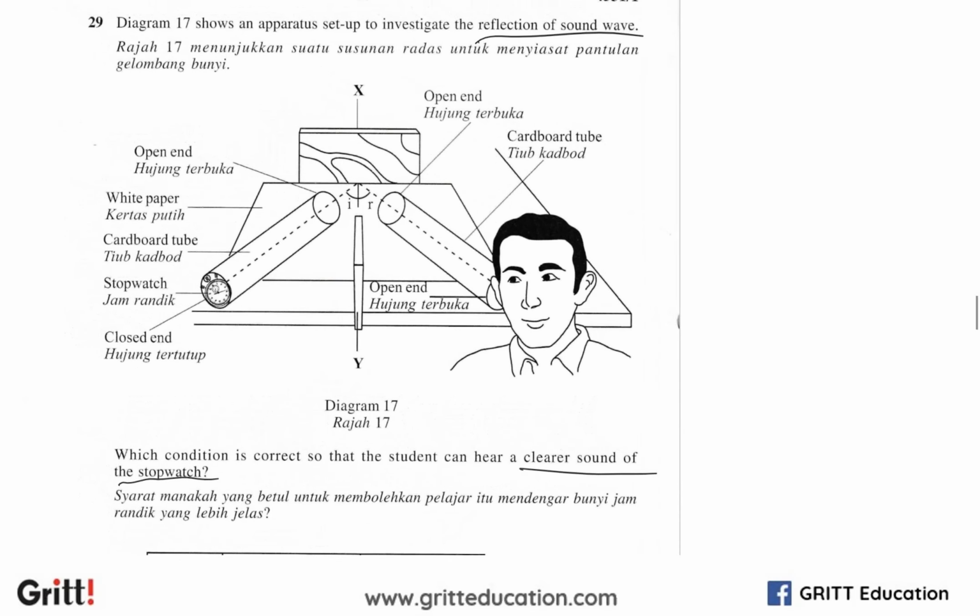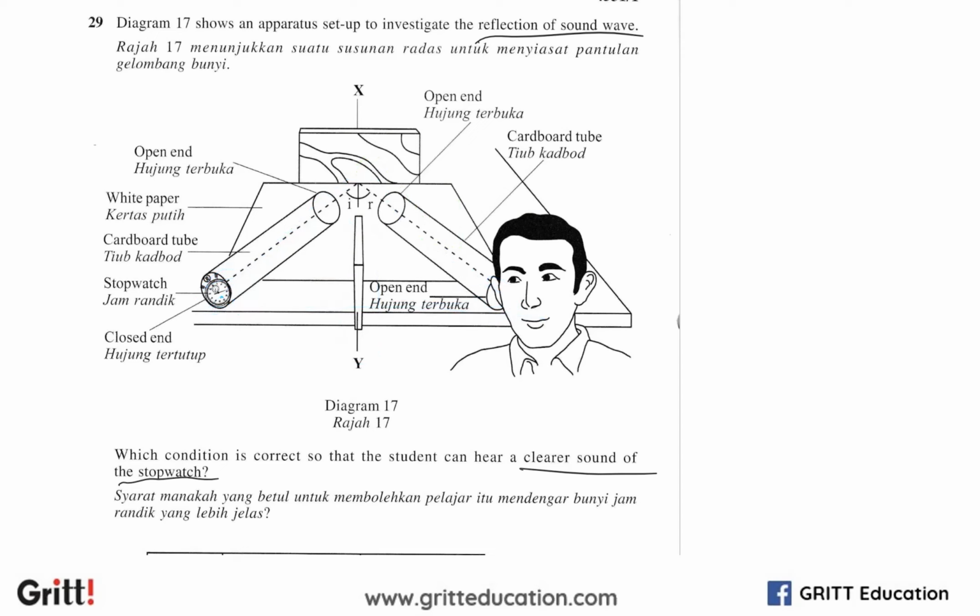So there are two components in this experiment. One is the reflection itself, while the other is the direct sound from the stopwatch to the person's ear. So there are two ways that the sound wave is moving here: one through the tubes to the ear, and one directly. There's a reason why they put an object here in the middle.